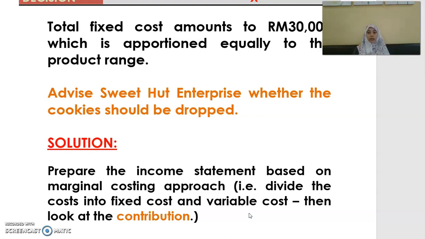Why do you look at the contribution? Because in the short run, we assume that the fixed cost is constant. So when the fixed cost is constant, it won't be affected by any alternatives that you choose. Therefore, the fixed cost is considered as irrelevant cost. So you only consider the relevant cost.